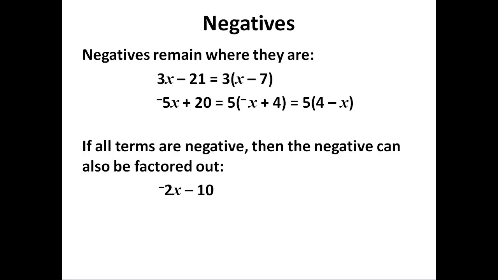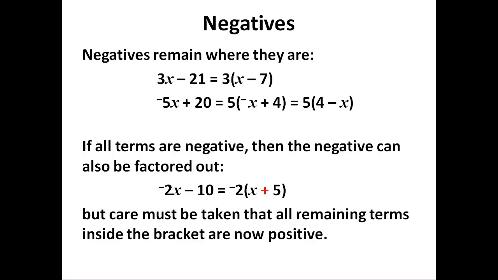We can factorise out common negatives. Both the terms here are negative, so we can take out minus 2, but we have to be very careful when we do that, because all the remaining terms in the brackets are now positive, so that it expands out correctly.